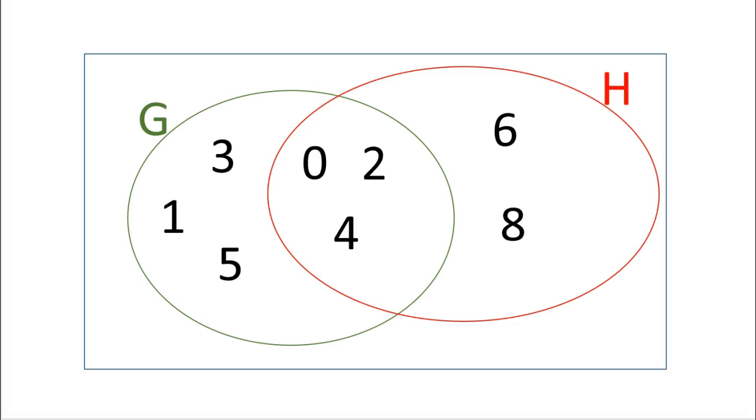We're almost finished. In the last step, remember that the square as a whole represents the sample space, and there are two elements in the sample space which are not in G or in H, and those are the numbers 7 and 9, so we will draw them outside of G and outside of H.